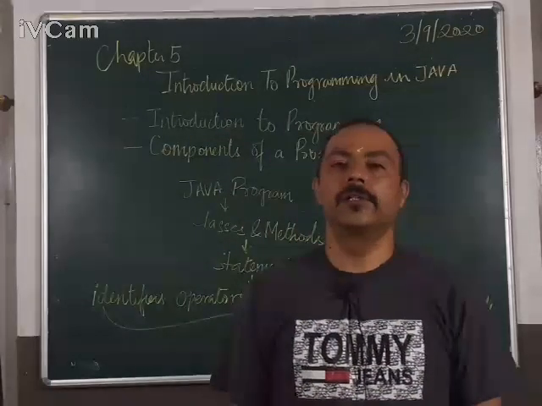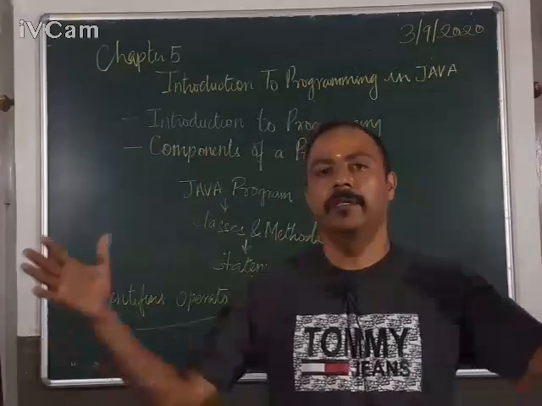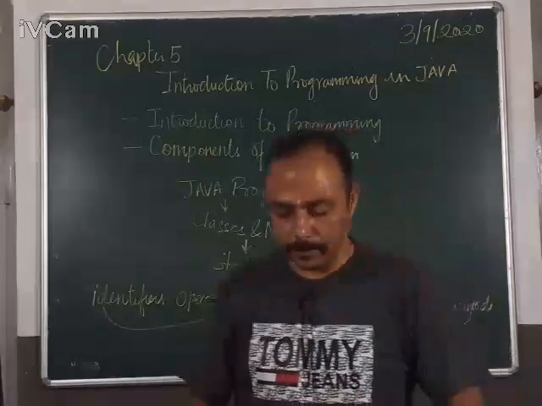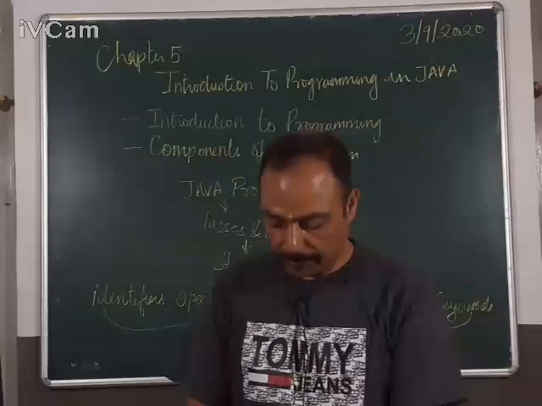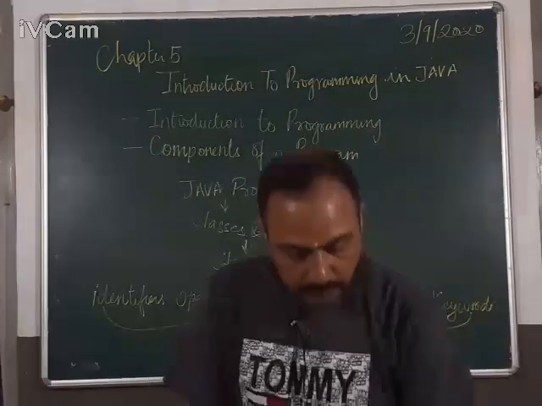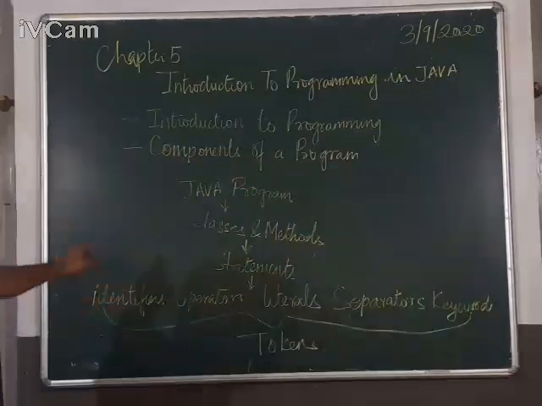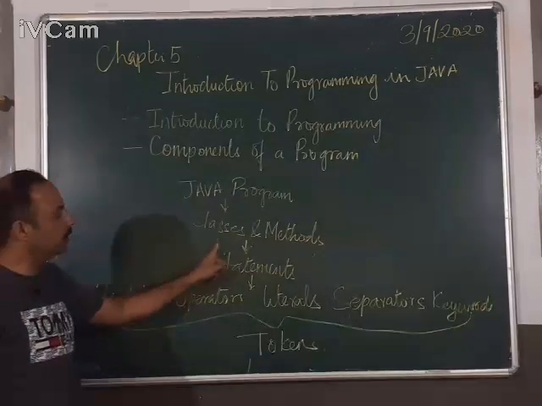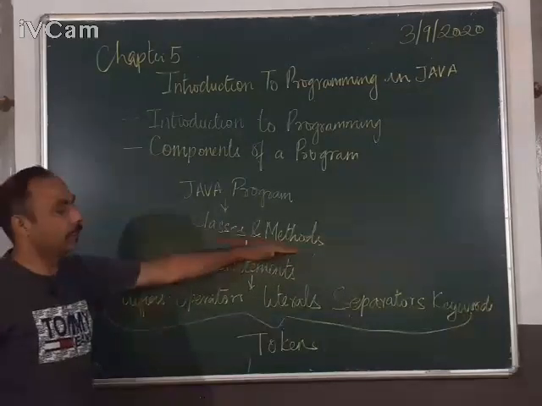Now let us discuss the components of the Java program. What are the things inside the Java program? What is the structure of a Java program? I just would like to introduce it. You can refer to figure 2, page number 65 of your book. See, I just made this one. The components of a Java program consist of classes and methods.